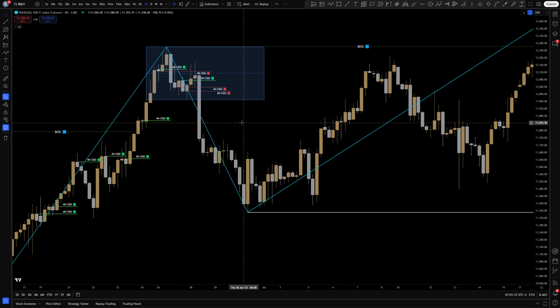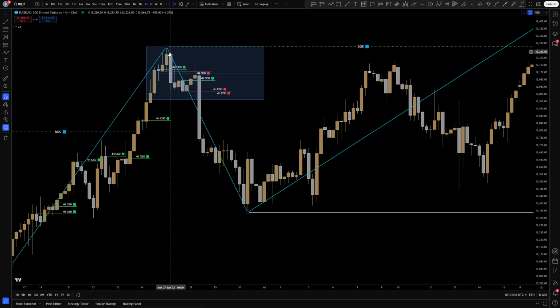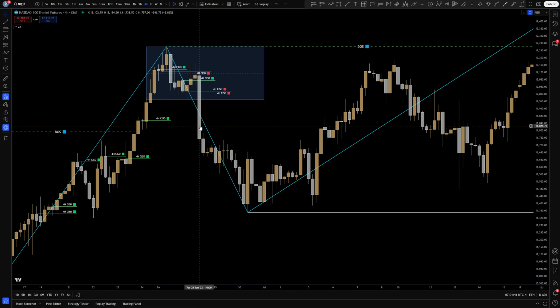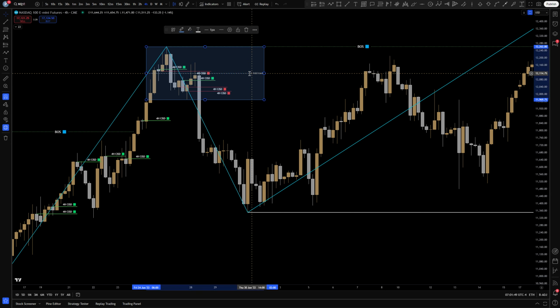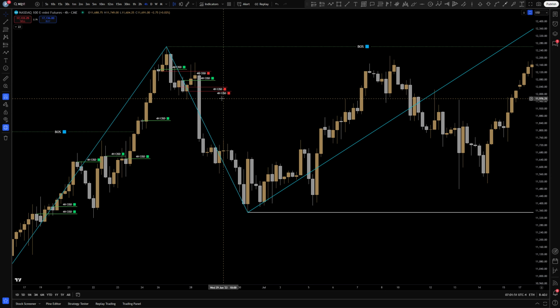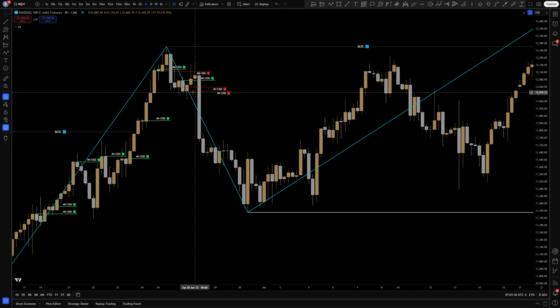And when we really get the final nail in the coffin, if you like, is when we get this big expansion candle downwards, because that has broken us out of this range. I'll just get rid of that range now. It's broken us out of that range, and it's confirming that our pullback is in full effect.